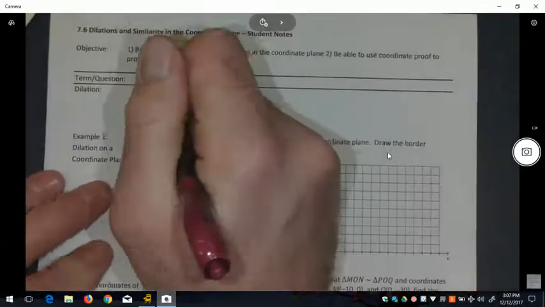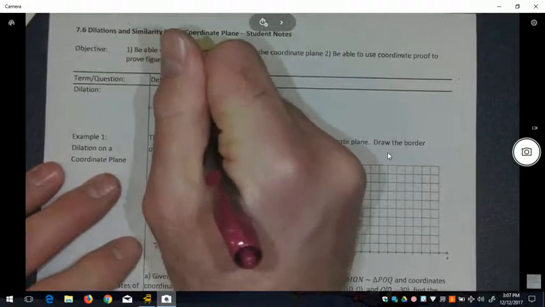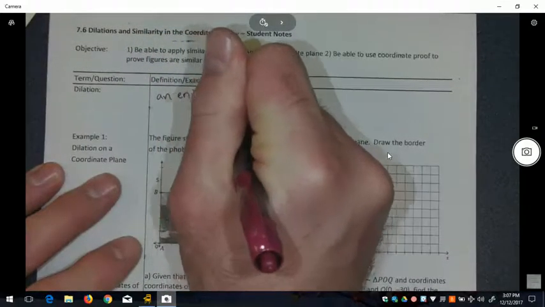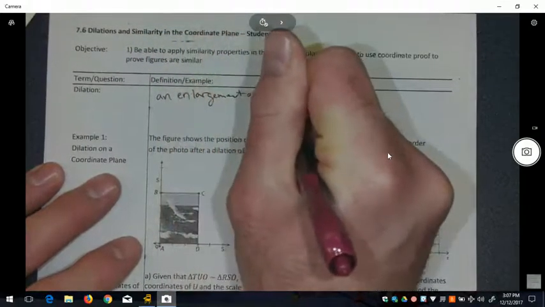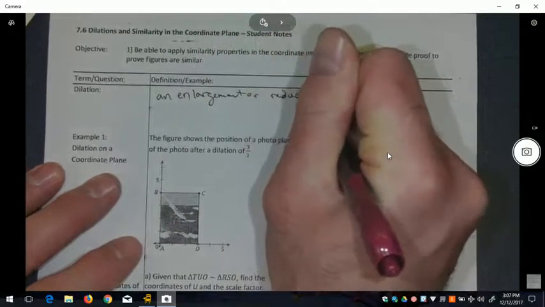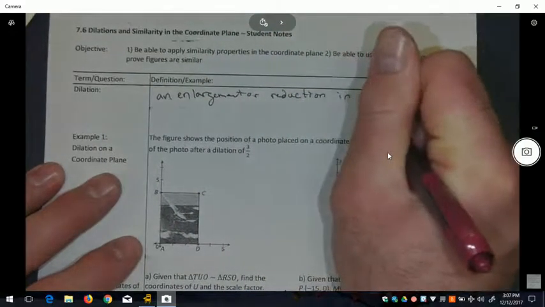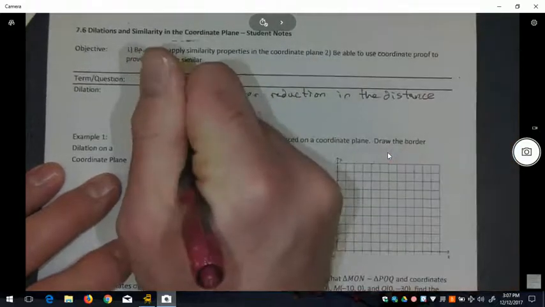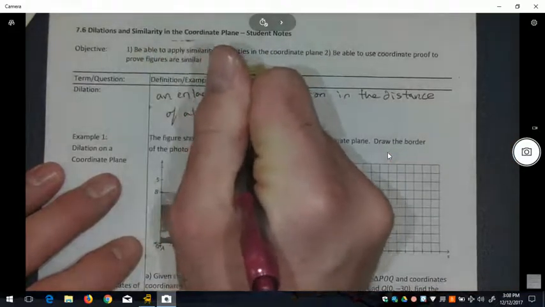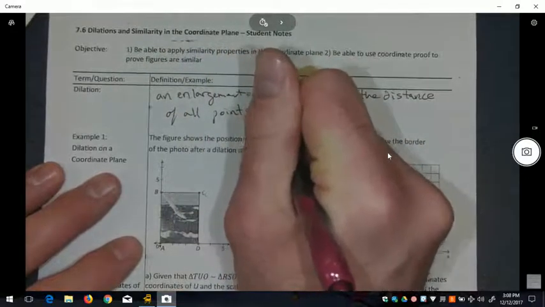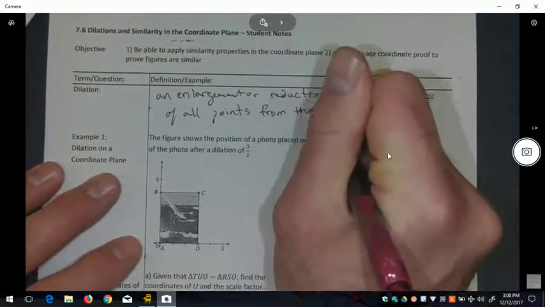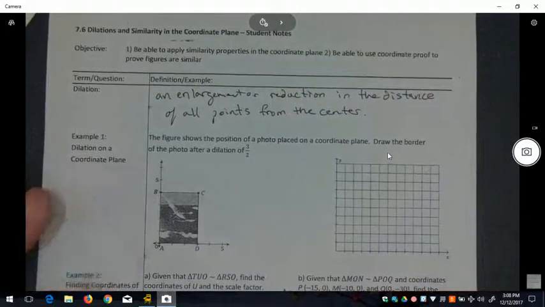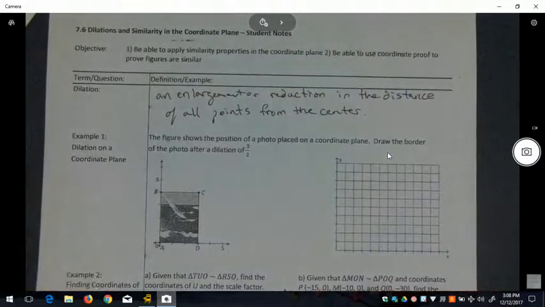A dilation, as we know, is an enlargement or reduction in the distance of all points from the center. An enlargement or reduction in the distance of all points from the center or to the center.